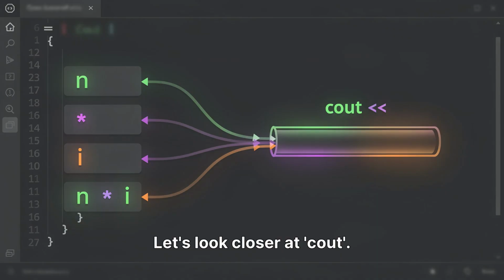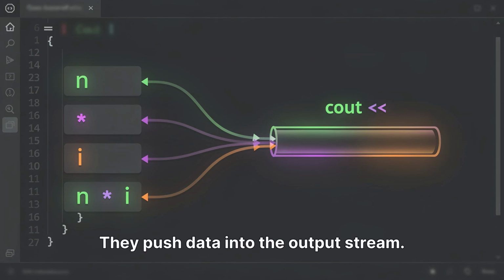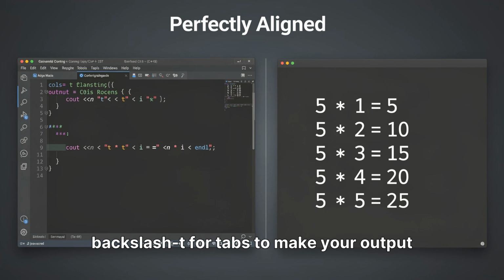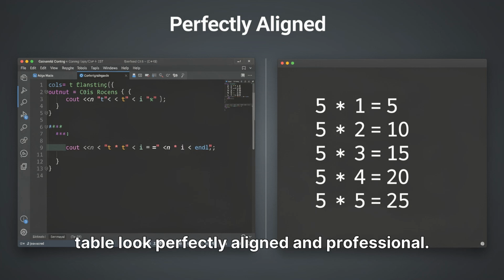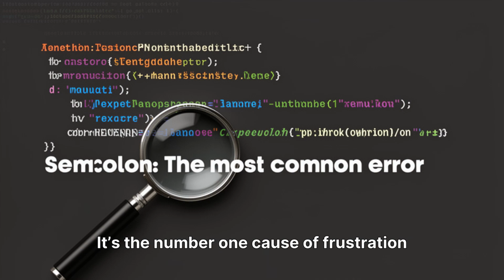Let's look closer at cout. The double less than signs are called insertion operators. They push data into the output stream. You can even use escape sequences like \t for tabs to make your output table look perfectly aligned and professional. If your code doesn't run, check for the infamous missing semicolon. It's the number one cause of frustration for beginners.